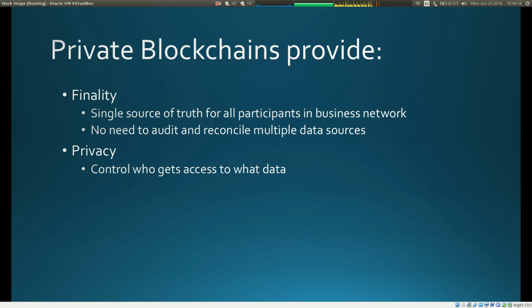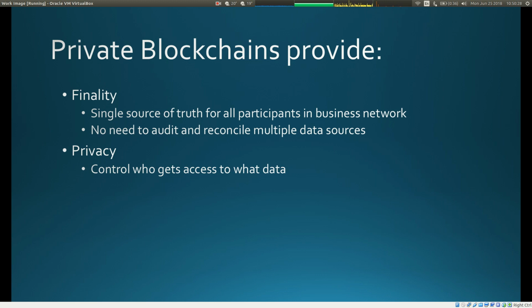We also get finality. If we have one source where all the participants in a transaction are agreeing to the validity of a transaction before it even gets recorded, well, then we've also created one single source of the truth. And we don't need to go hunting around for the right version of the truth. We know it comes from our blockchain solution. And finally, we get privacy and access control. We can control who the participants are, what data we want to share, what the different participants can do with it, things that we can't easily do in the public blockchain world.